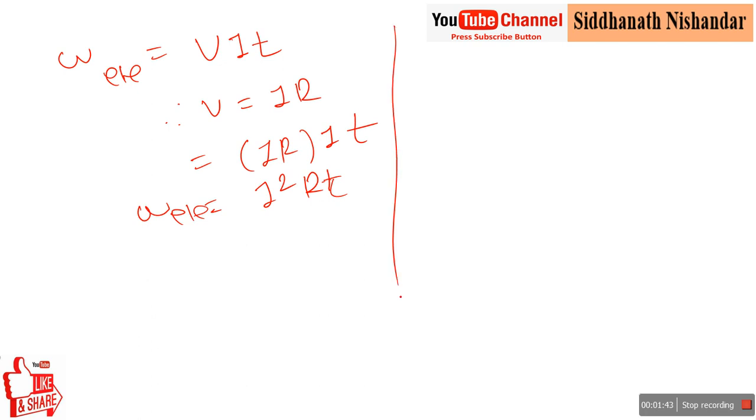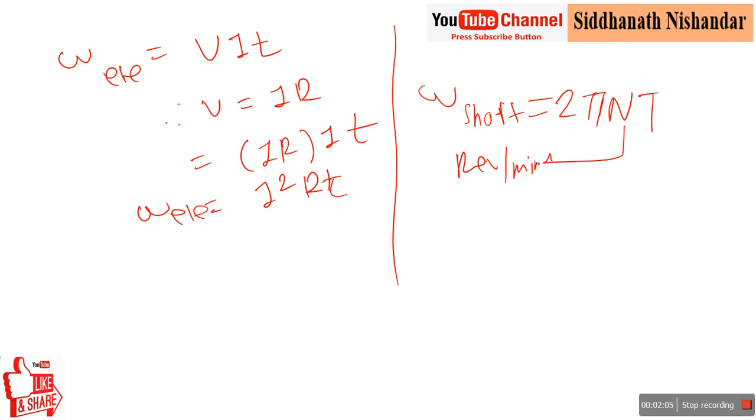In the previous numerical we saw electric work. Also there is shaft work. There are different forms of work, and in previous videos I gave the idea regarding the different forms of work. This is the mechanical work, shaft work. It can be calculated using the fundamental formula 2 pi N T, where N is the revolutions per minute and T is the torque. These two formulas we also need.